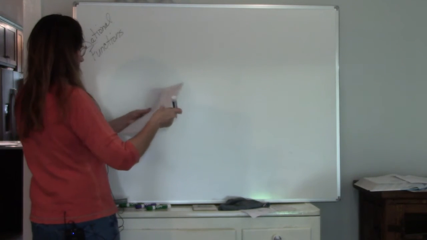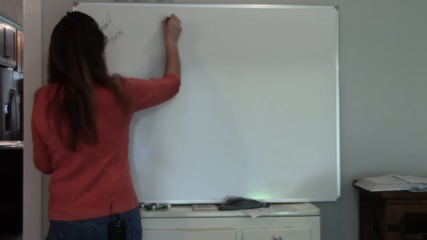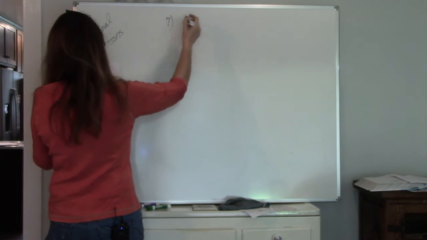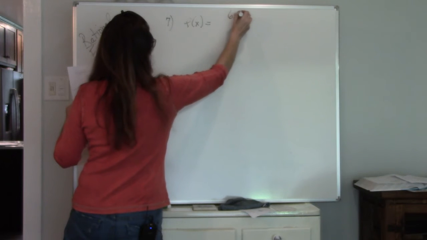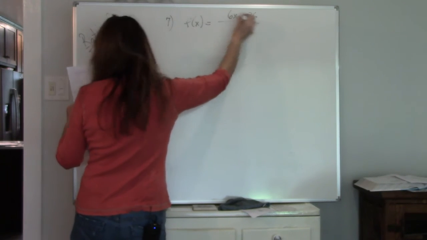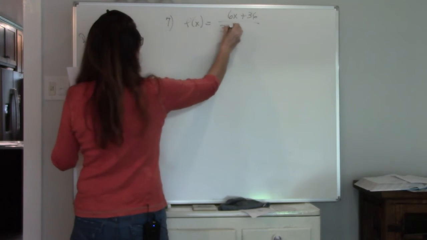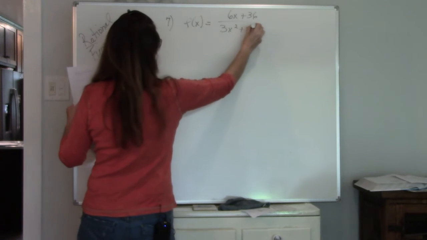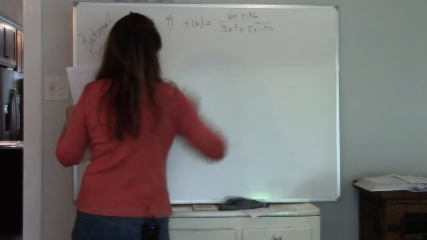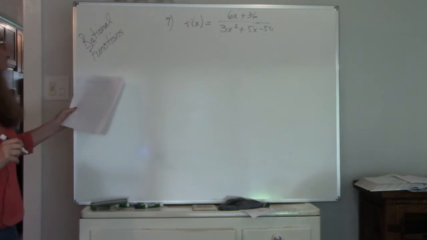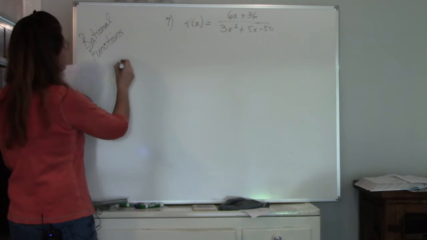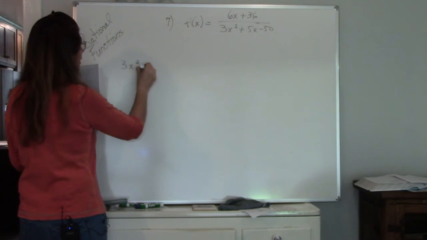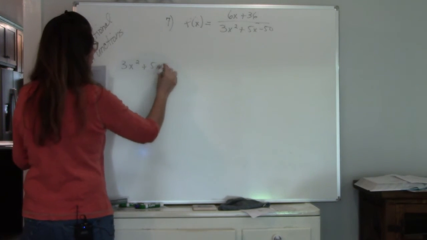Okay, so this is number 7 on page 85. So we have a function equals 6x plus 36 all over 3x squared plus 5x minus 50. All right, so don't care about the top. All we're doing is setting the denominator to not equal 0 to find our domain.